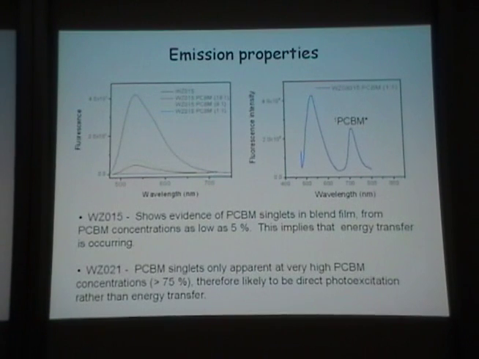So when we looked at the emission properties of these molecules, we discovered that for WZ015, at a very low PCBM concentration, only about 5%, we start to see this PCBM singlet. This is a zoom in of this one. You start to see the PCBM singlet band at 720 nanometers. Whereas with WZ021, you don't see this. It's only at really, really high PCBM concentrations, or about 75%, that you start to see this PCBM singlet band. And that's therefore more likely to be due to direct photoexcitation rather than energy transfer.